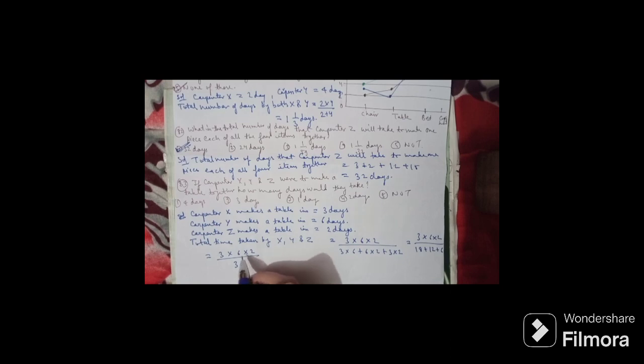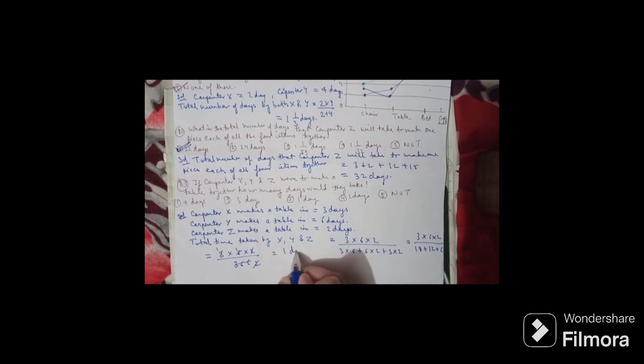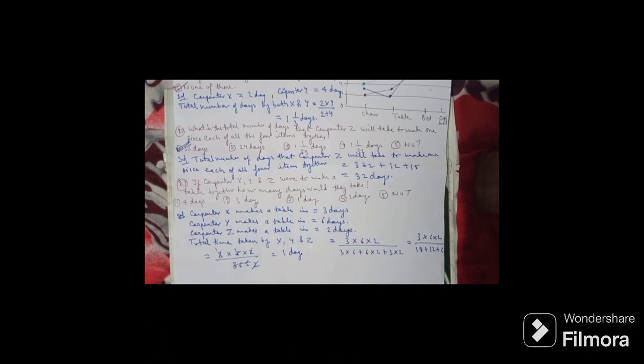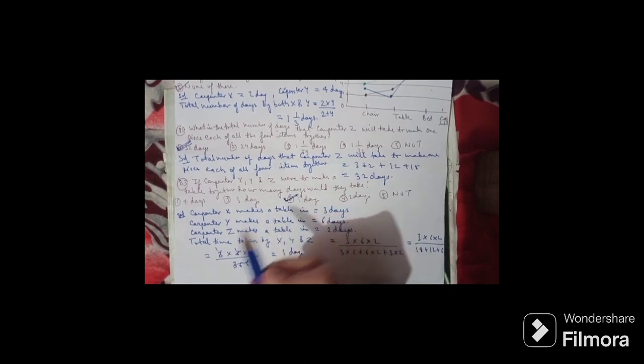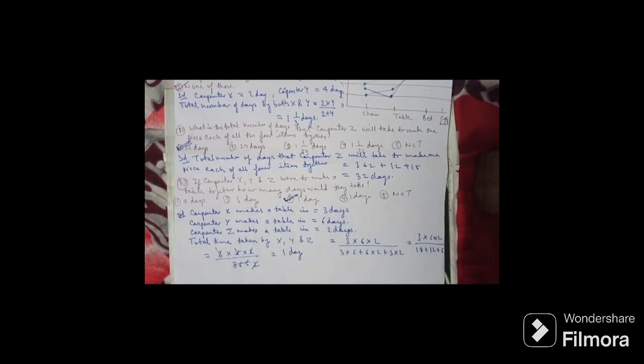So 6 1s are 6, 6 6s are 36, 3 1s are 3, 3 2s are 6, 2 1s are 2. So it will be 1 day. So 1 day it will be, your third option will be the right answer for this question here.